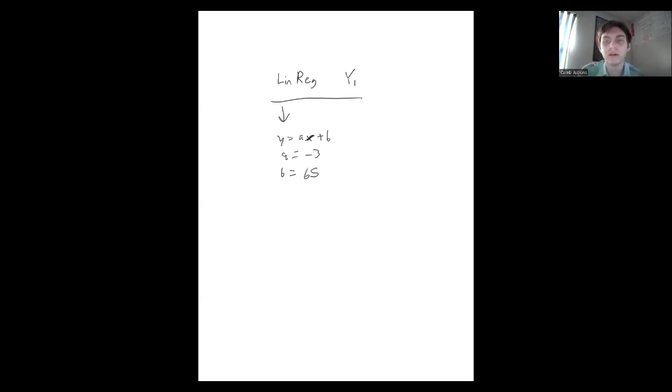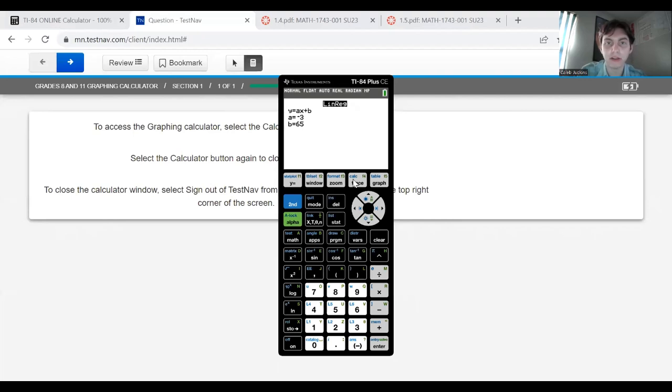Now, if we go back to our screen here and we go back to our calculator and we go to our functions, oh, there it is. It stored this best fit function as y1. Now we can even graph it.